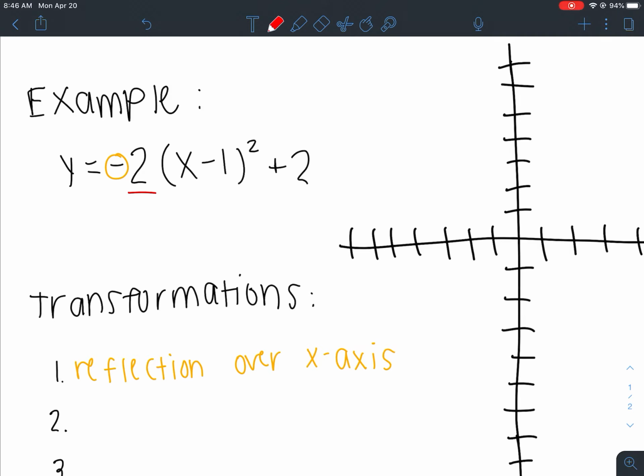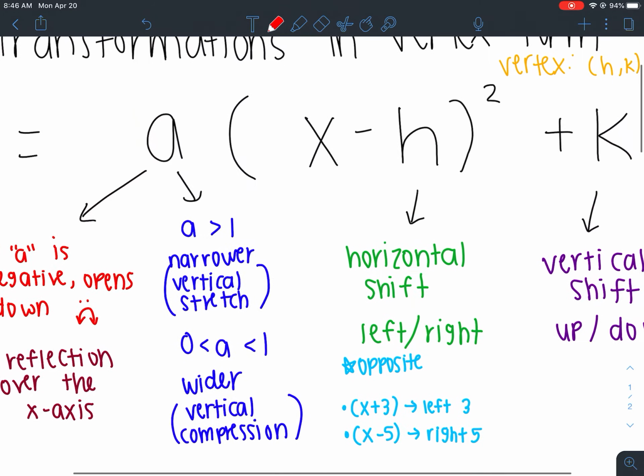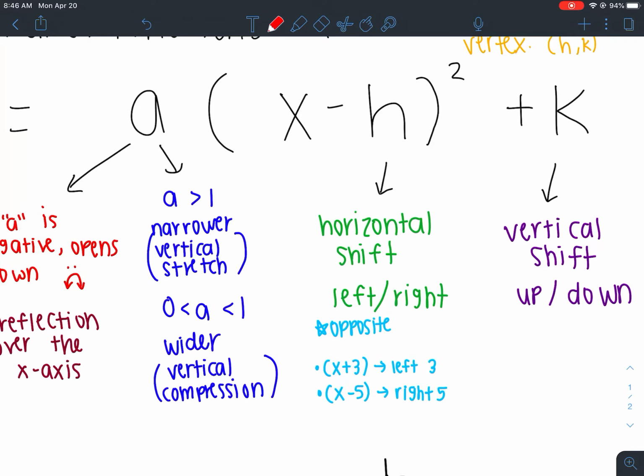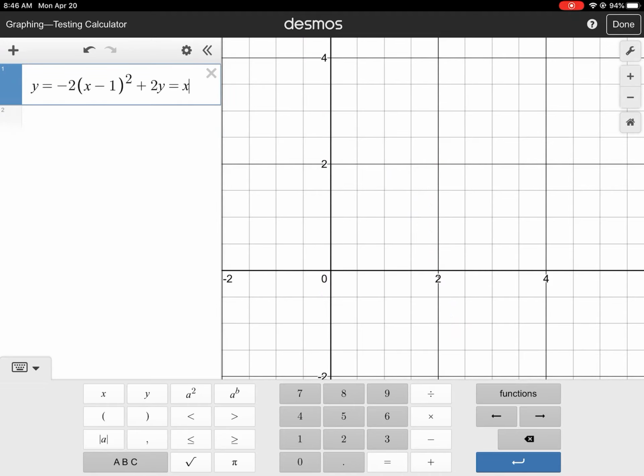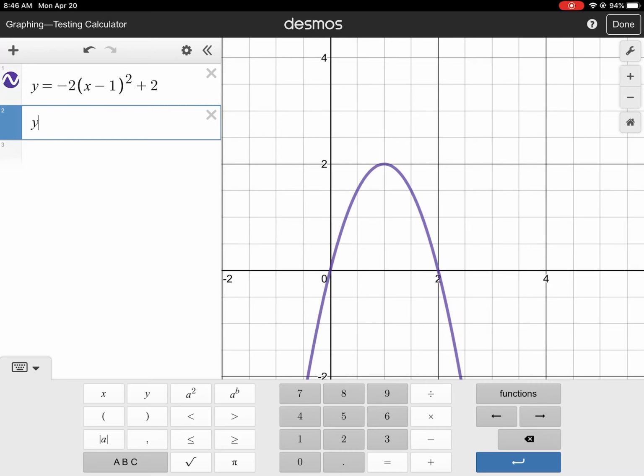The negative tells me a reflection. Well, what does the 2 mean? Well, remember, if your a value is bigger than 1, what happens? It gets narrower. If it's between 0 and 1, it gets wider. So for example, I will show you y equals x squared, right? Oops, my bad. Y equals x squared.